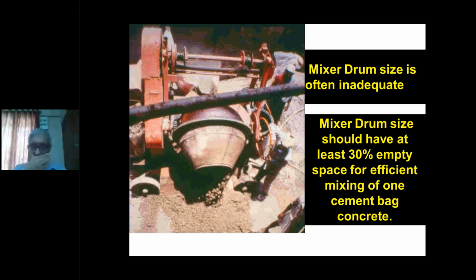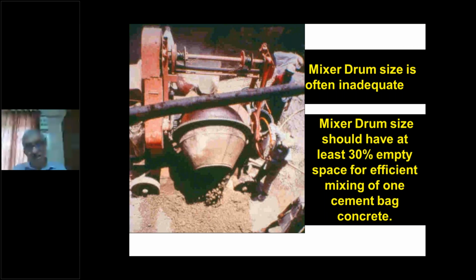The mixer drum size should have at least 30% empty space for efficient mixing for a one bag concrete mixer. Now what happens is, when the mixer drum is not of the correct size, or it is smaller than the recommended size, there is very little airspace left inside after you put in a load of concrete with one bag of cement. As a result, the mixing efficiency reduces drastically.